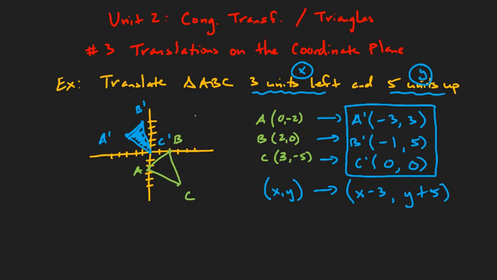This is a translation. Now, my picture's not perfect, but if it was done perfectly, the triangle ABC, the pre-image, and triangle A prime, B prime, C prime, the image, should look congruent. Same size, same shape. Preserve length, preserve angle measure.